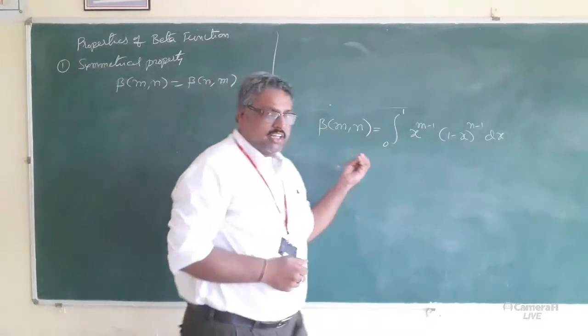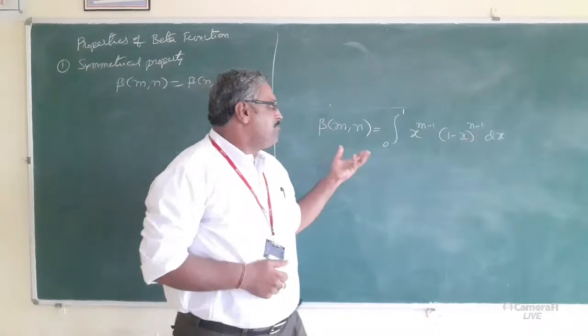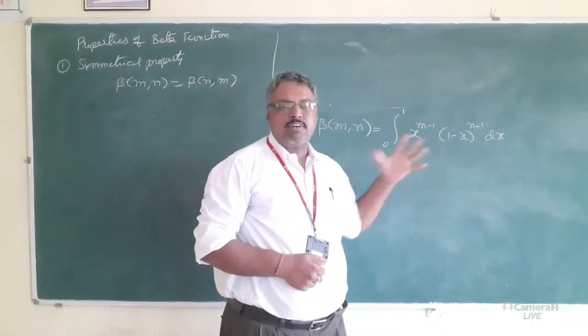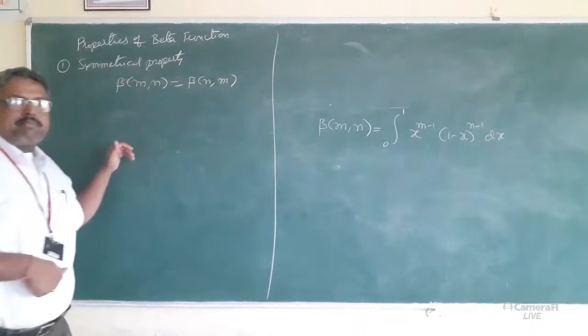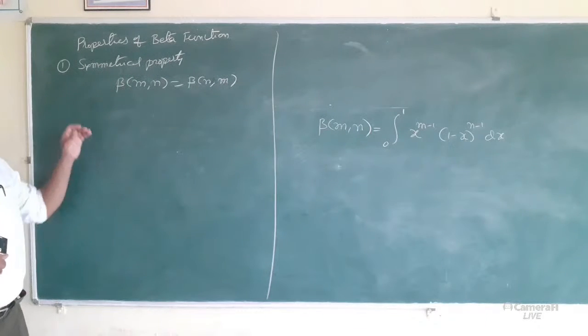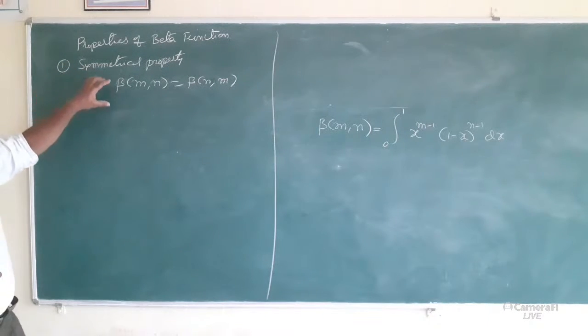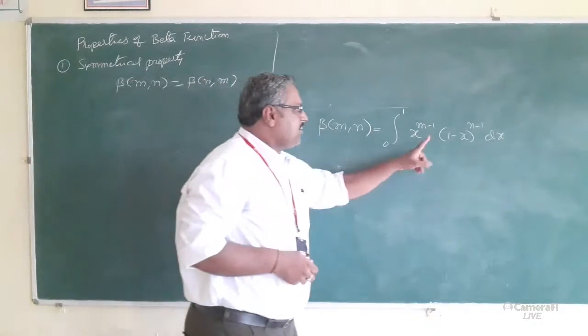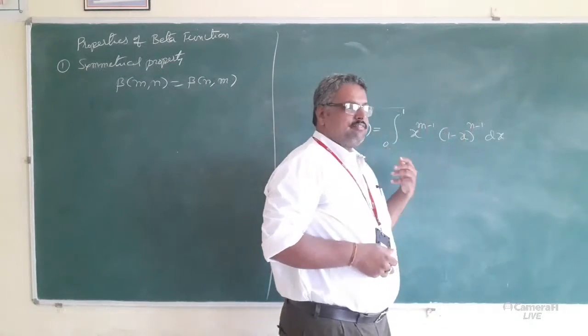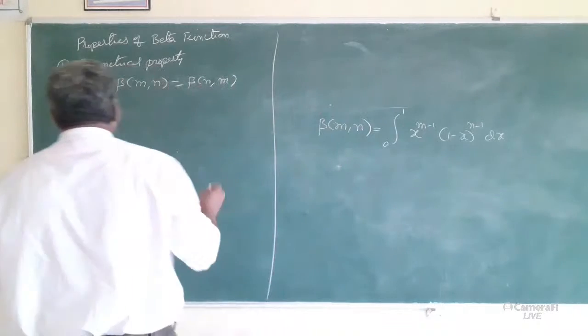In this definition, if you interchange m and n, you will get the same function. That is a property. This property is called the symmetrical property of beta function. Beta m n equals beta n m. If you interchange m and n, you will get the same function. Now we will prove this property.